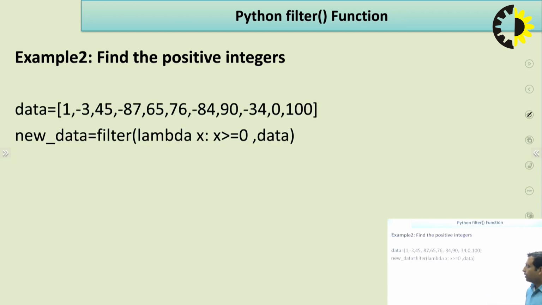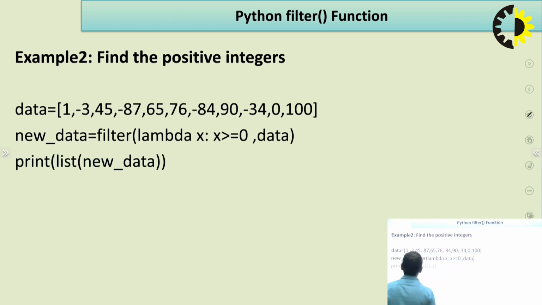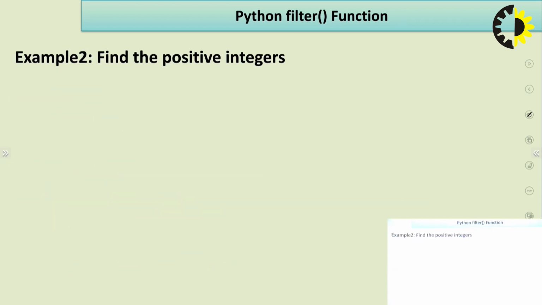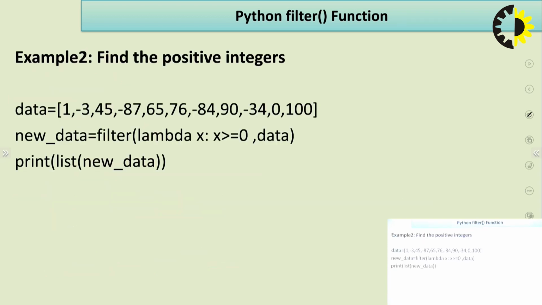Now the same problem, but here we have not made a separate function. In the previous example we made the function using the def keyword, but here we are using a shortcut, the lambda function, as a parameter. Lambda function, what is this? It is an anonymous function having no name, and it simply receives a parameter and returns a value.